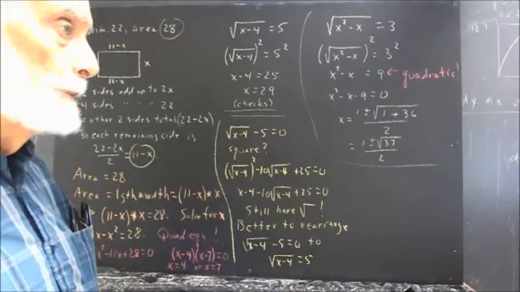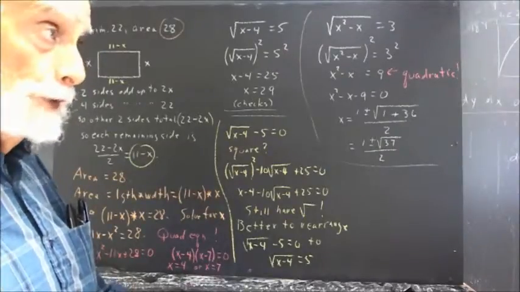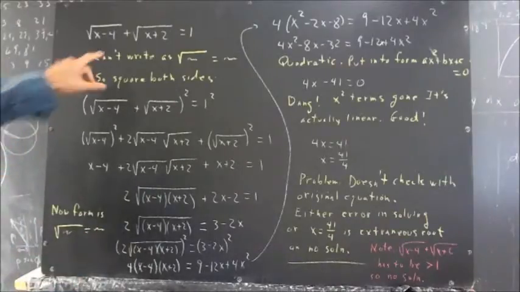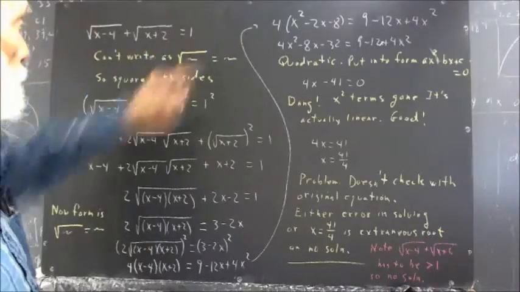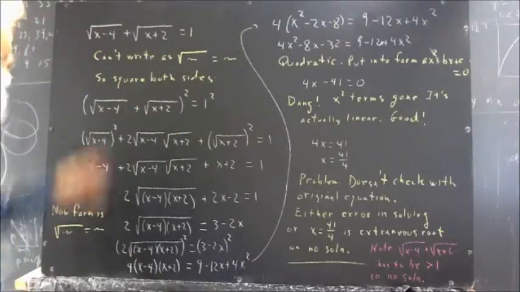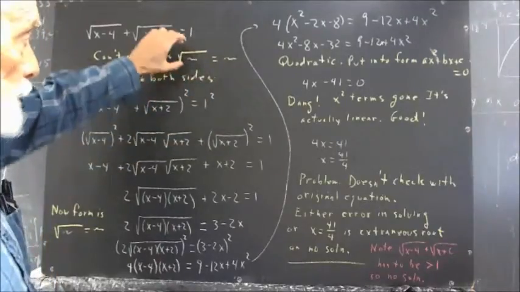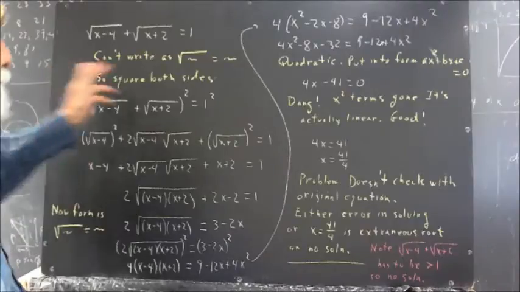Now the next problem isn't going to be that simple because we're going to have two square roots. So here's the promised problem. Square root of x minus 4 plus the square root of x plus 2 equals 1. Now we can't write that as just some square root equals something and square both sides and get rid of the square root. It's not going to work. So we square both sides.